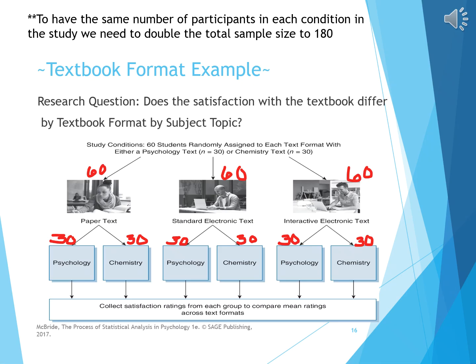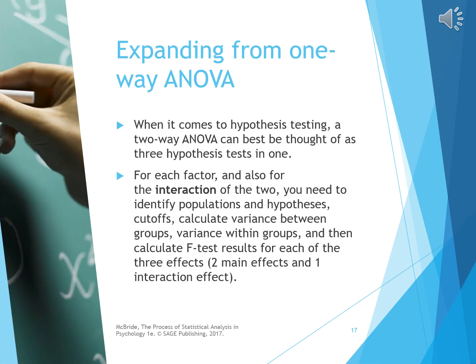30 are going to read a chemistry textbook using whatever text format that is. So you need a lot more people to basically try to get results, and that's why two-way models or even more complex models and designs can be tough, because you have to get a lot more people to power the study essentially.